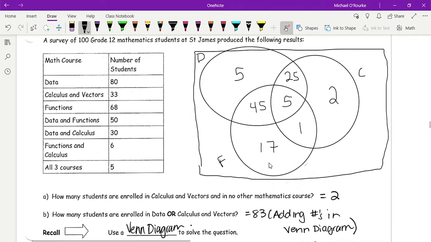Now we could use a Venn diagram, which we did, which we made here. So how many students are enrolled in calculus and vectors and no other math courses? Two. Those people there are exclusively in that section. How many students are enrolled in data, and there's that key term we're looking for here, or calculus and vectors.